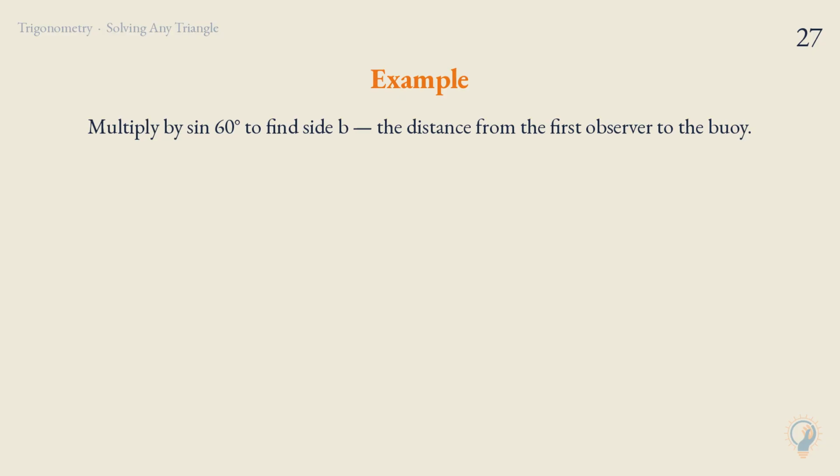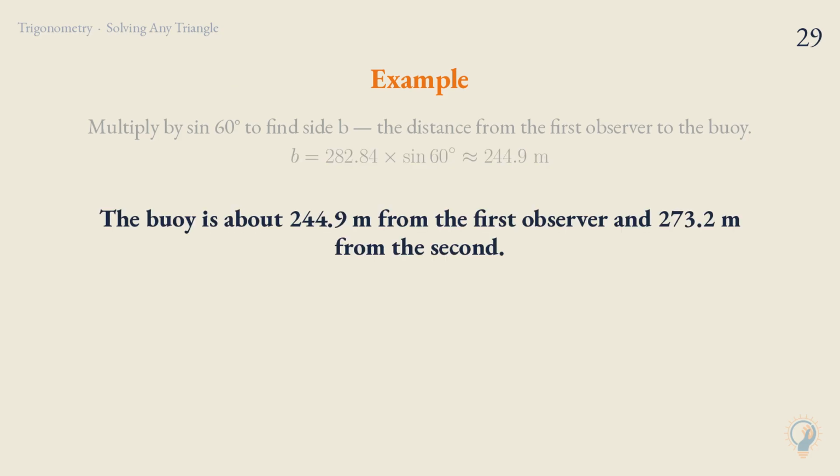Multiply by the sine of 60 degrees to find side b, the distance from the first observer to the buoy. Side b equals 282.84 times the sine of 60 degrees, approximately 244.9 meters. The buoy is about 244.9 meters from the first observer and 273.2 meters from the second.